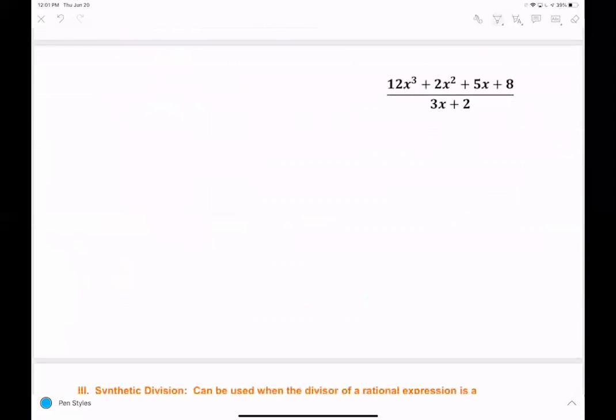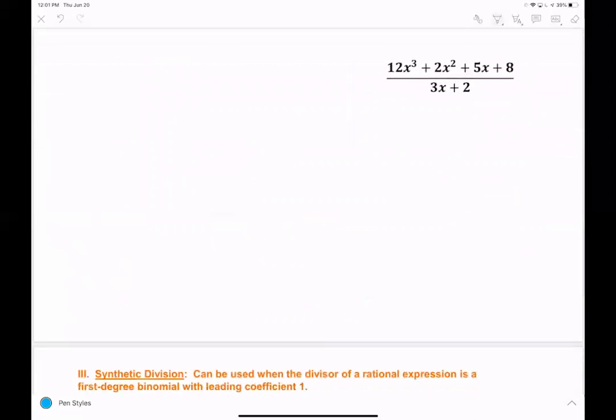So let's do one that doesn't have all of the writing. What we're going to do is look at this. All of these are in order. All right, so we're going to set this up as 3x plus 2 divided into 12x cubed plus 2x squared plus 5x plus 8.